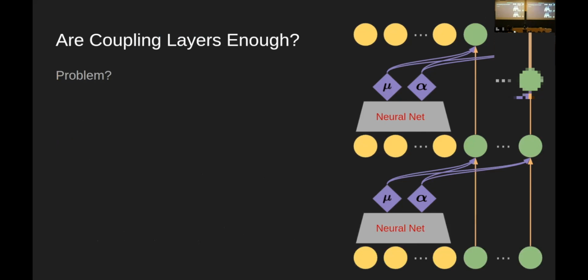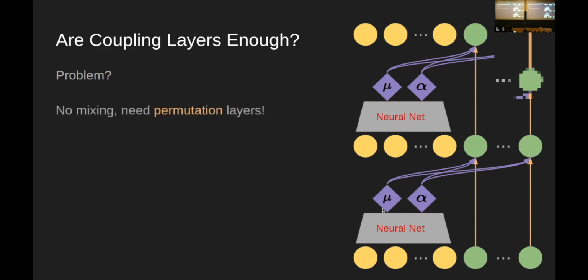So is this enough? Can we just now stack more layers of this and it will be great? You can see probably that there is, of course, a problem here. If we just stack them like this, we will keep transforming the same part, and this part will never be transformed.